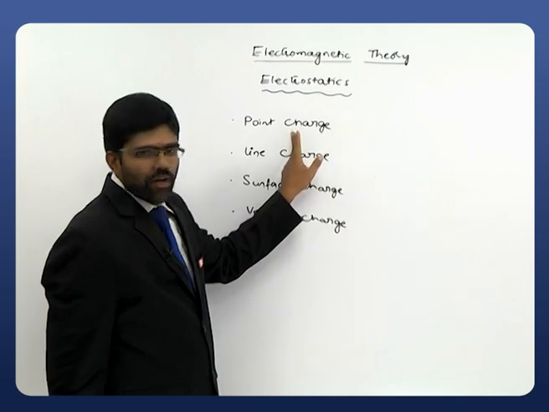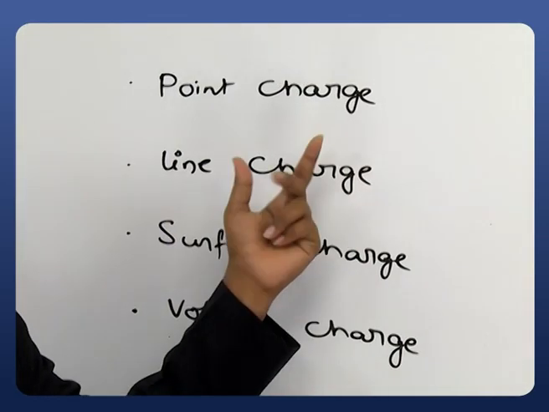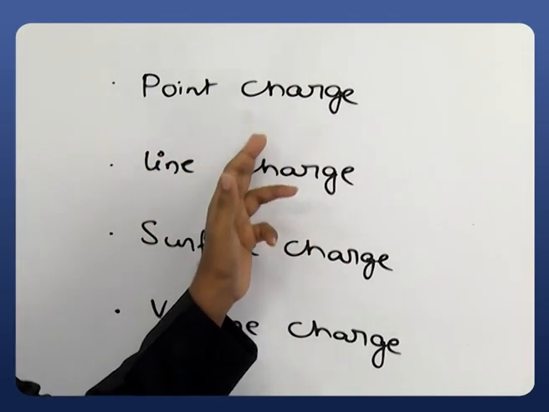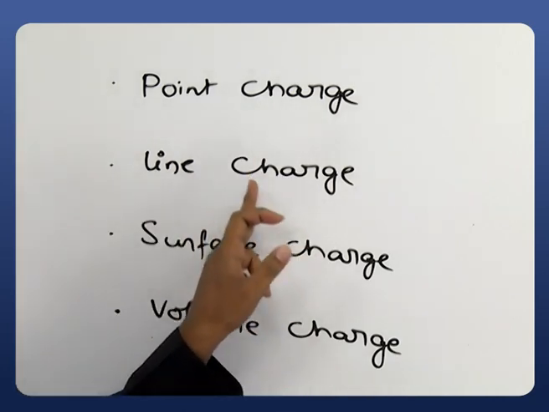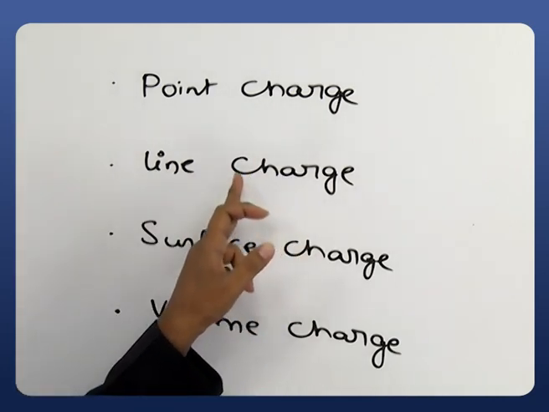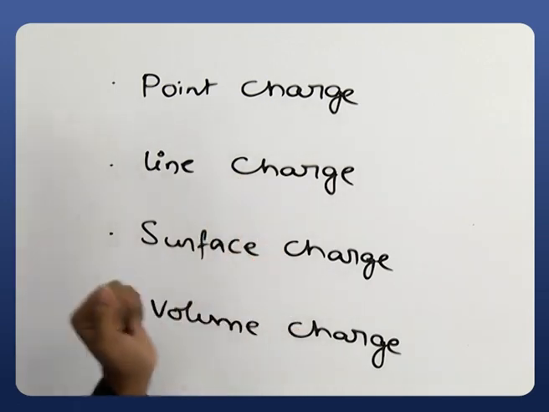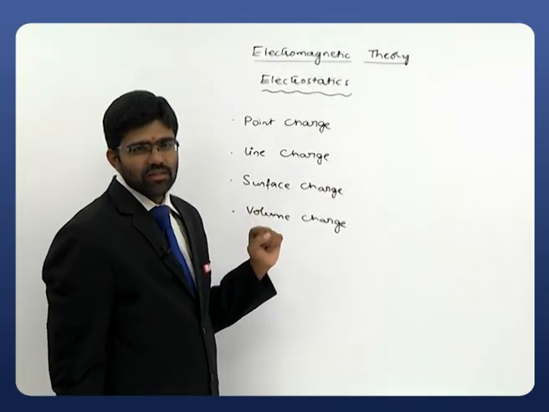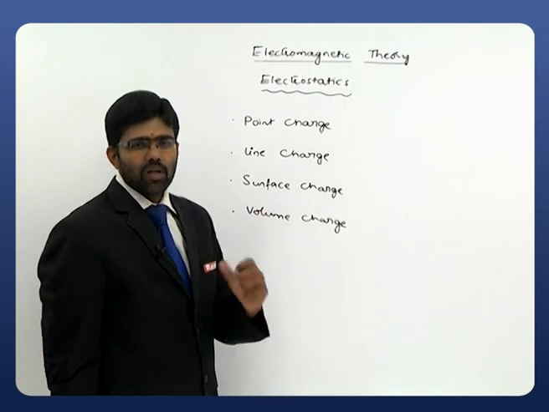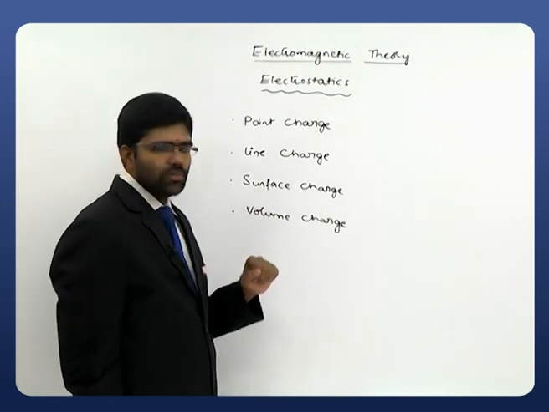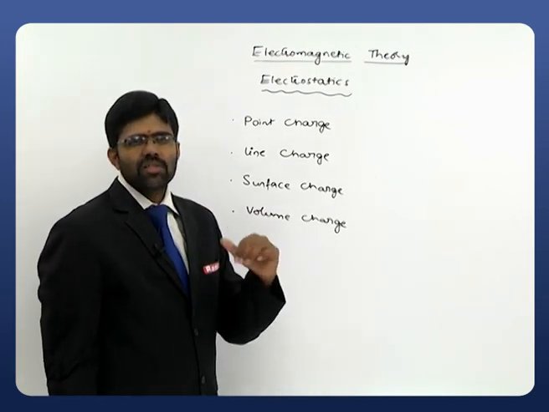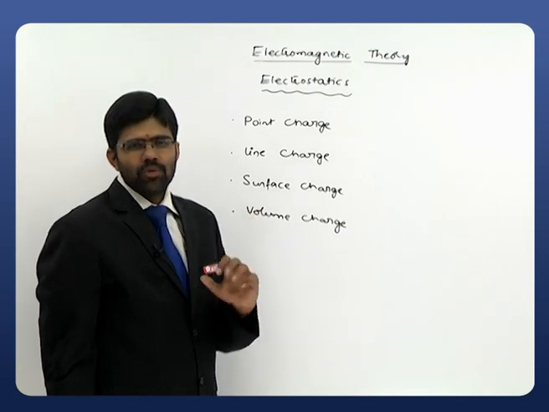We need to learn what a point charge is, how a point charge can be observed, and what the application of that point charge is. And what is a line charge? Why is it called a line charge? And what is a surface charge? Why is it called a surface charge, where is it used, and where can we observe it? And where a volume charge can be observed and what parameters are involved with that volume charge. We will discuss that.